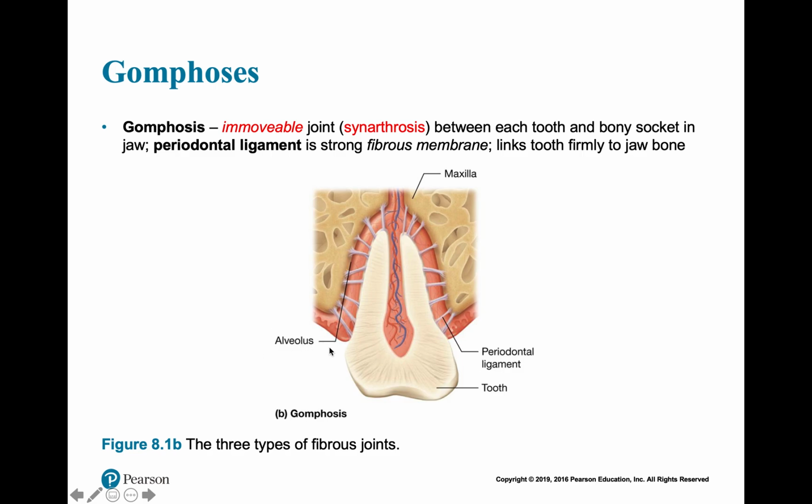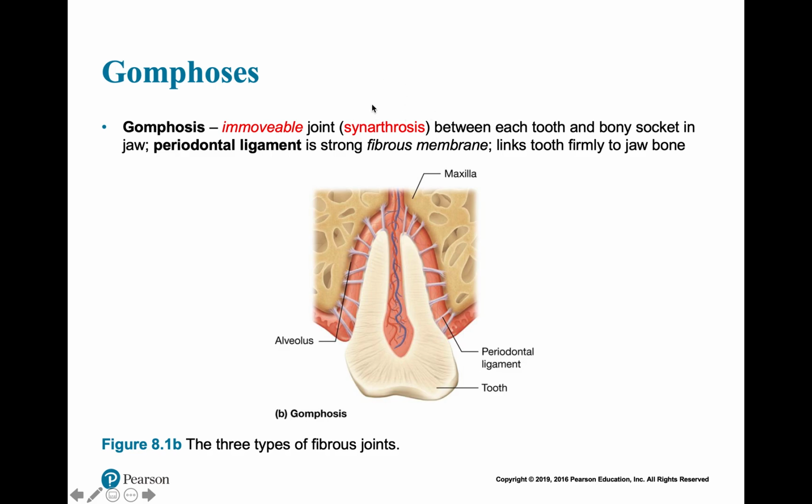Alveolus is the name given to the bony socket of the maxillary bones or the mandible where the teeth sit. So this structure of the maxillary bones is called an alveolus, and it's the socket where the tooth sits in. And then the tooth is anchored to that jawbone by these periodontal ligaments, forming a gomphosis joint, okay? So it's a strong, fibrous joint.